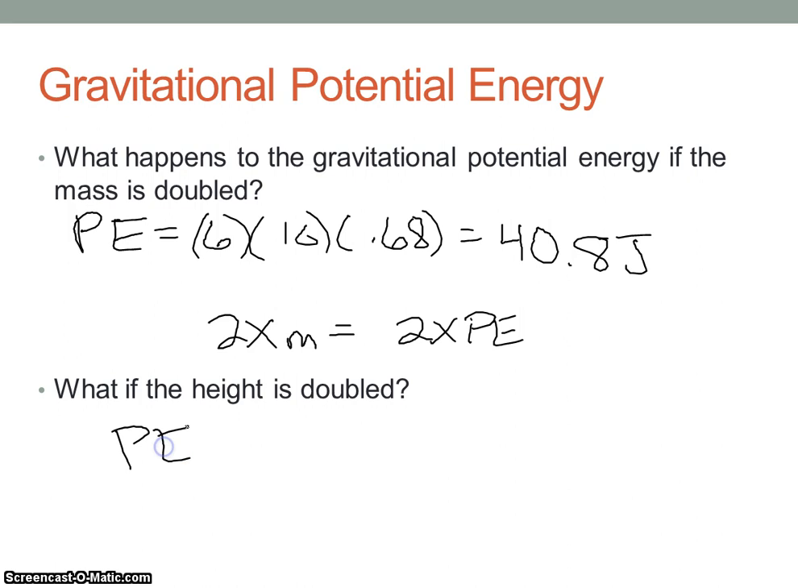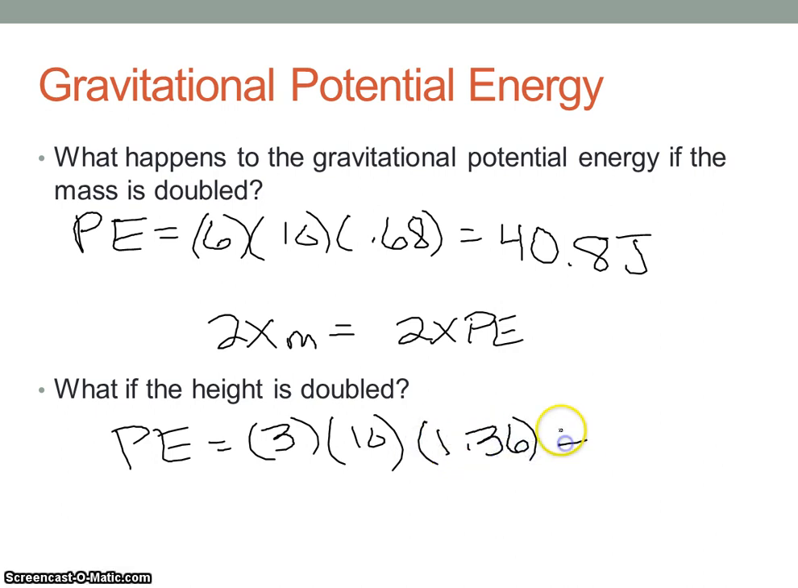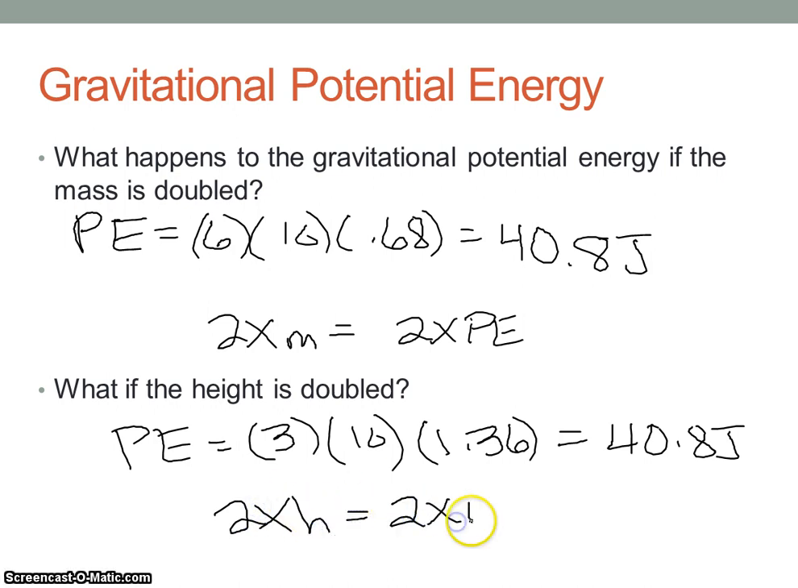And we'll look at what it does to the height. So if we keep the mass from the previous, gravity is still 10. But now if we double the height, so we multiply that out, and we will get 40.8 joules. So if you double the height at which something is lifted, then that will double the potential energy. So unlike kinetic energy, if you double the velocity, you got 4 times the energy. With potential energy, everything's a direct relationship.